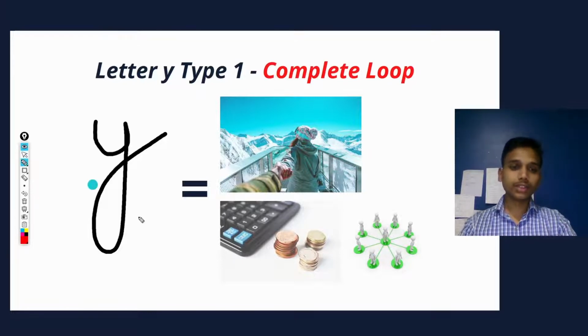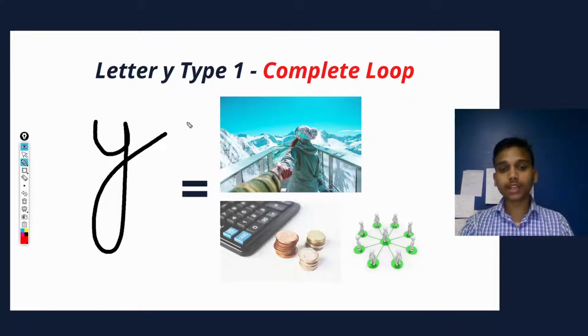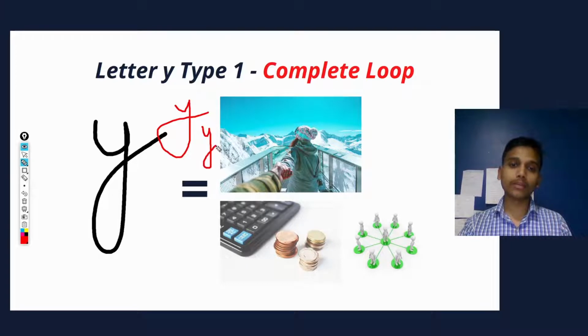As you can see here, the loop is fully complete, right? It's not like this, or even like this, half complete. It's a complete loop. Yet it's also not too big, not too small. It's in the middle. So this is an ideal Y to have, no matter what type of personality you have. This is the type of Y which you must have.